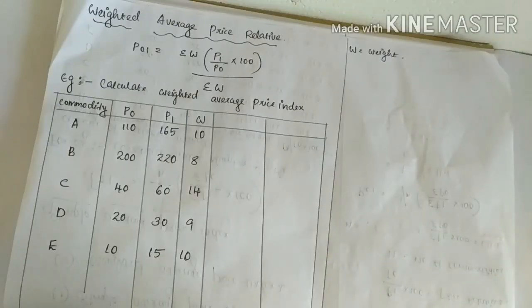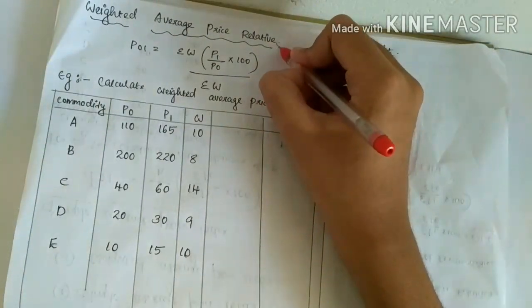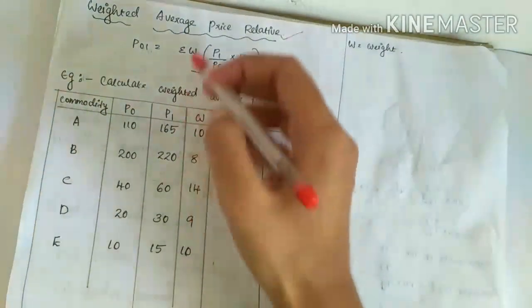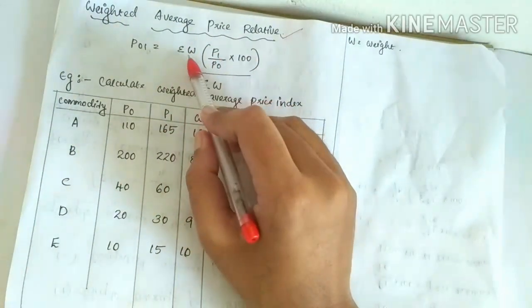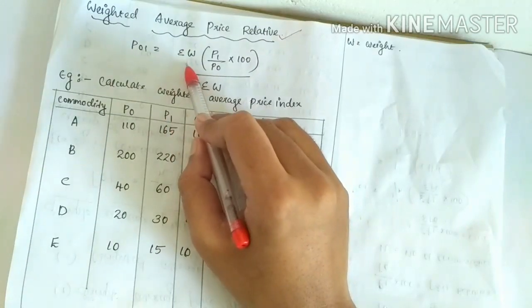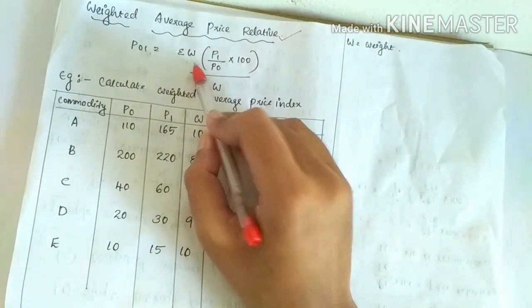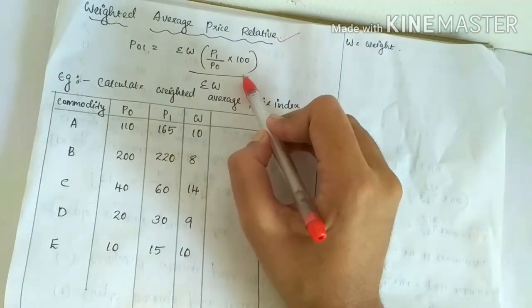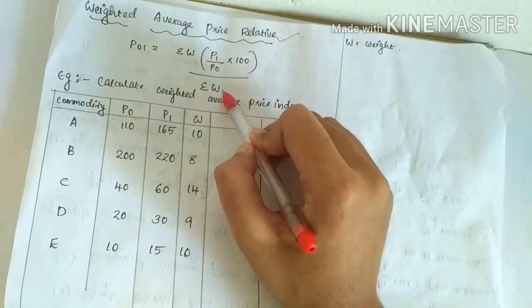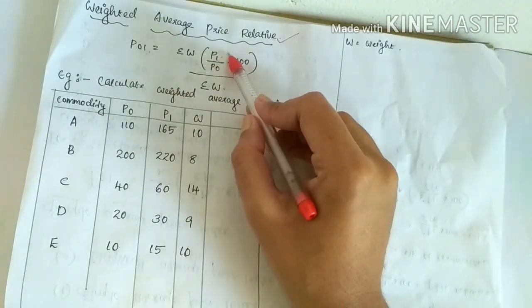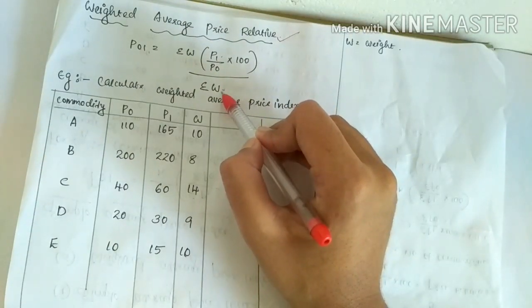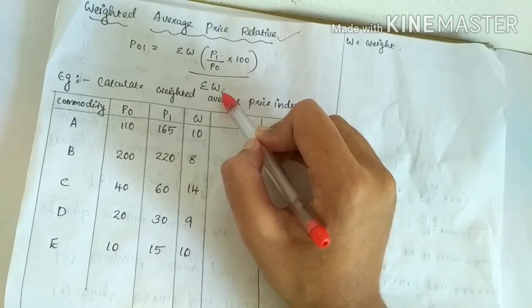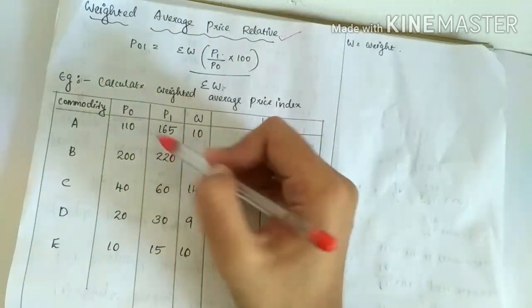The second method in the average relative method is weighted average price relatives. The following equation is used to calculate price index from this method. Price index is equal to sigma weight into P1 divided by P0 into 100 divided by sigma weight. Here P1 is the current year price, P0 is the base year price, and weight or W denoted as weight of the particular commodity. So let's work out a problem.